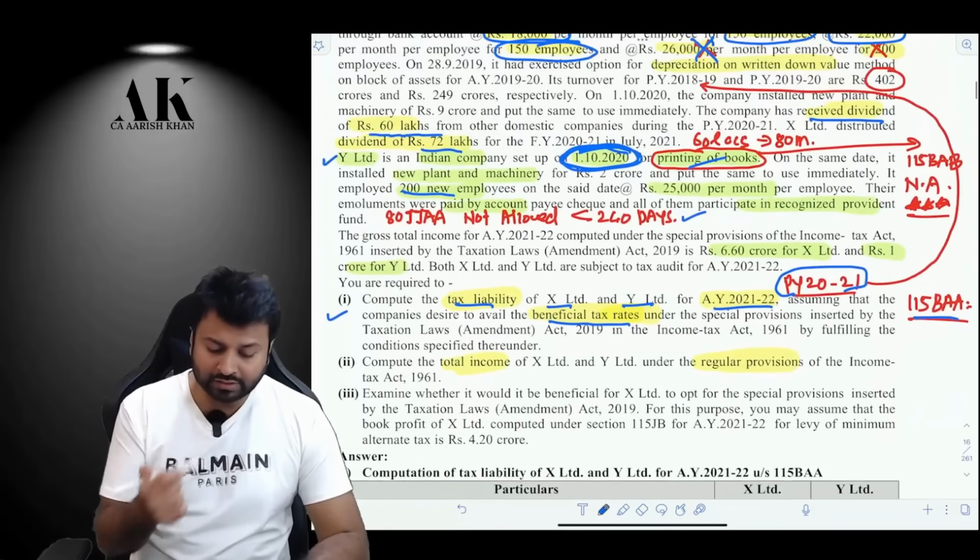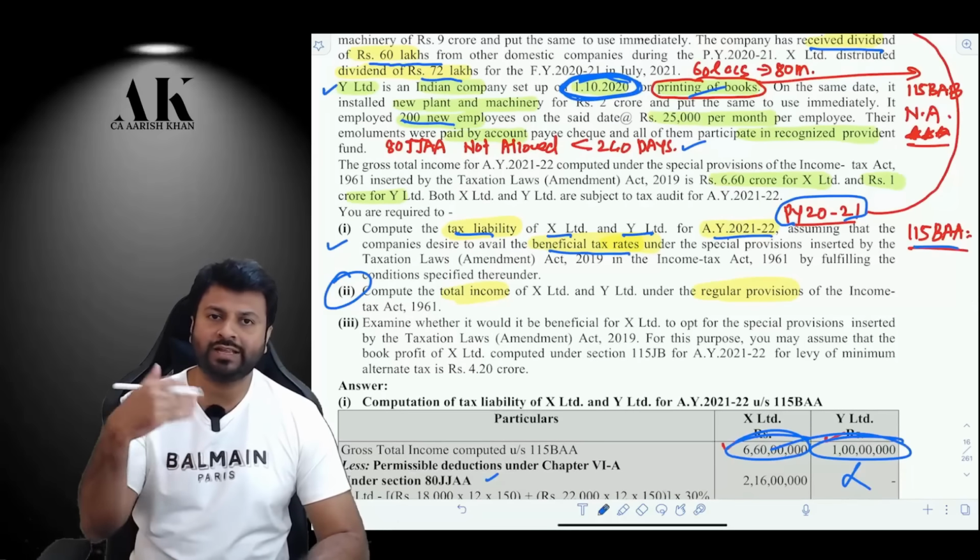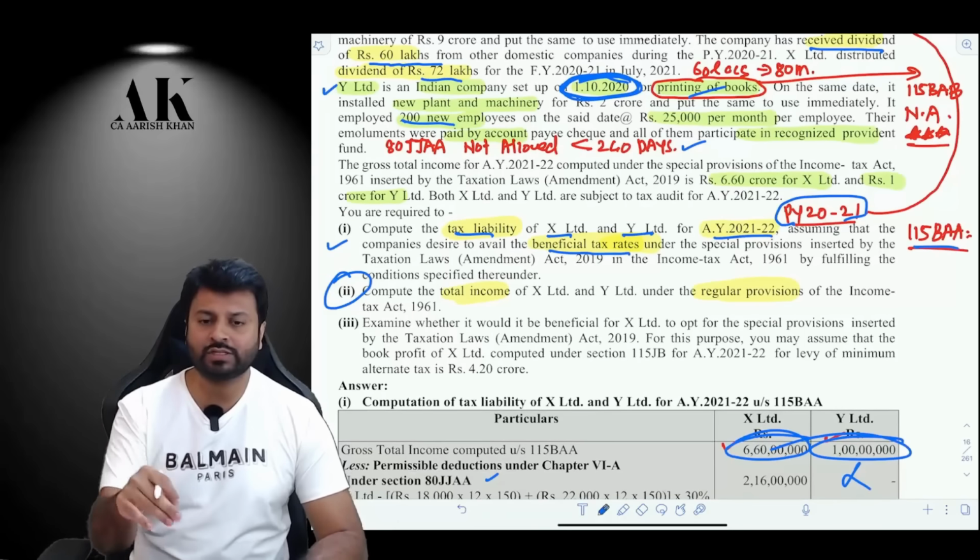This is the first part. What is the second part? Compute the total income as per the regular provision. Now, in regular provision, there is only one extra thing that you are going to get. That is, in this question, you are going to get what?